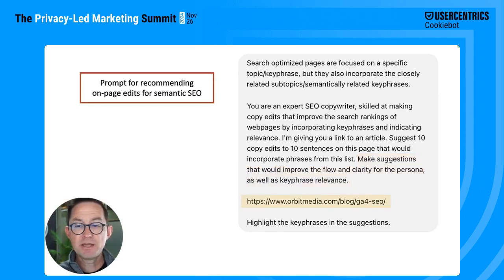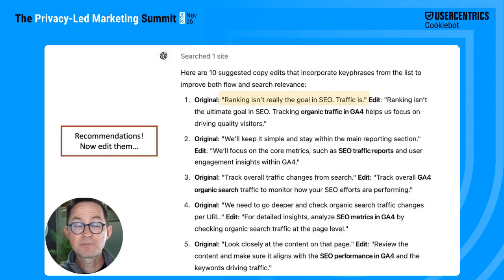And then I give it the page, and I ask it to highlight the recommendations. Here's the phrase I wrote: Ranking isn't really the goal in SEO, traffic is. Here's its suggested edit: Ranking is the ultimate goal. Tracking organic traffic in GA4 helps us focus on driving qualified visitors. Quite good, actually. Not terrible. I'd edit that certainly, but it took the sentence I wrote and suggested an edit that incorporated some of the semantically related phrases that it identified just moments ago.